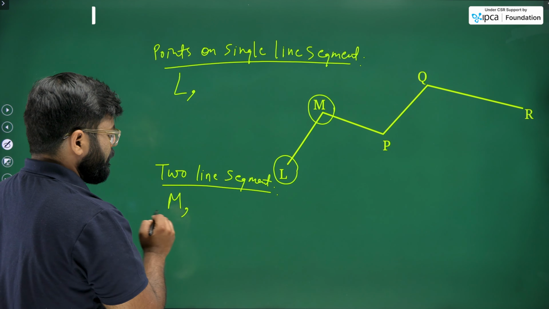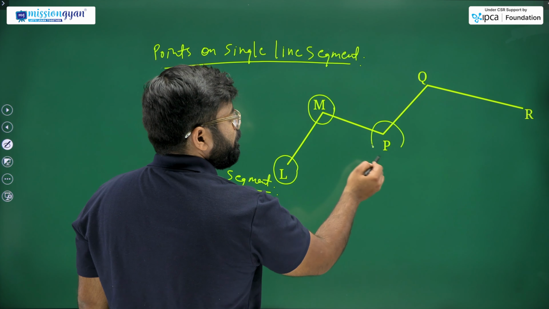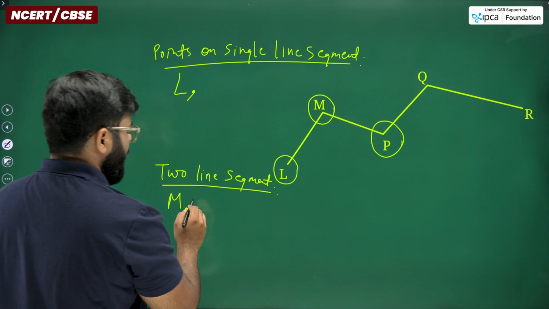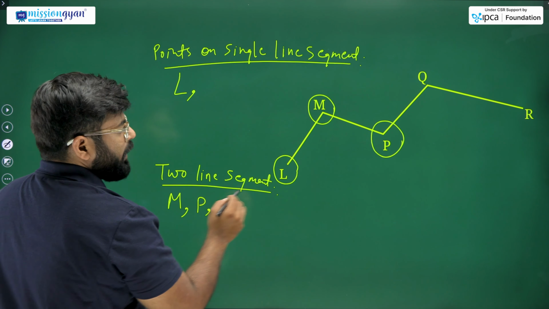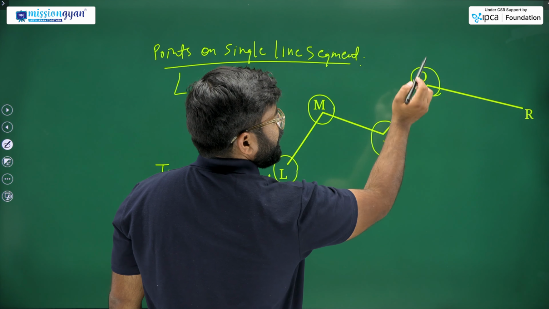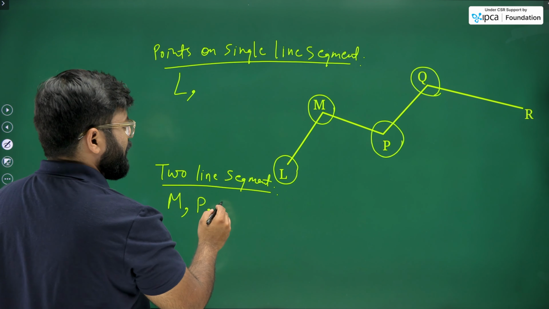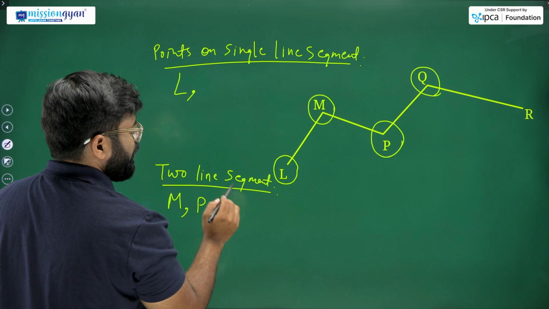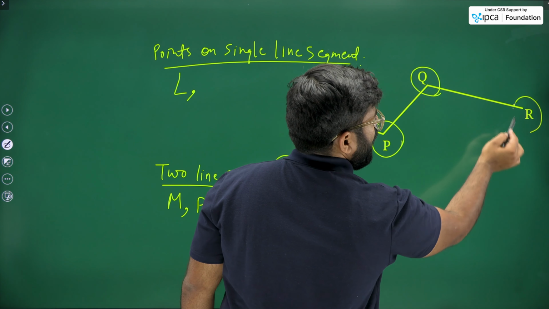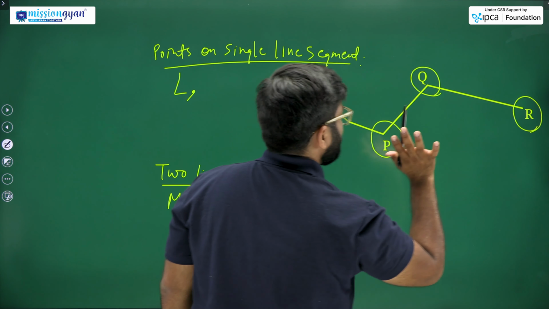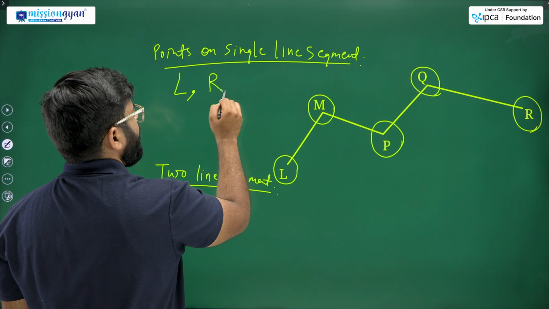Is that clear? Now P is also sharing with two line segments, MP and PQ. So write P here in this part. Q is also sharing its name with PQ and QR. That means it is coming in two line segments. That means Q will be written here. And the last one is R. R is coming only in one line segment, that is QR. Is that clear? So we will write R here.